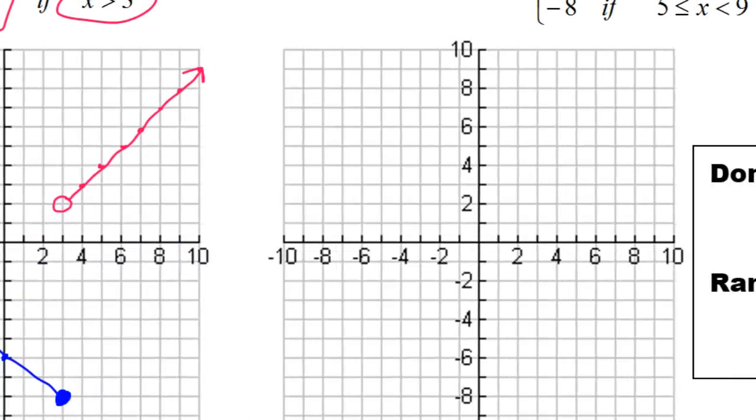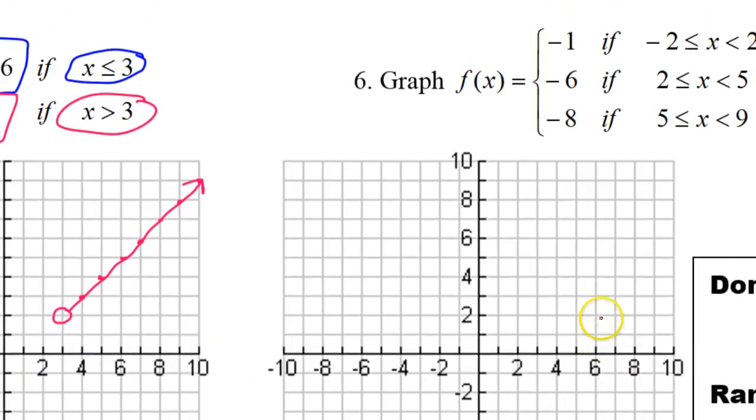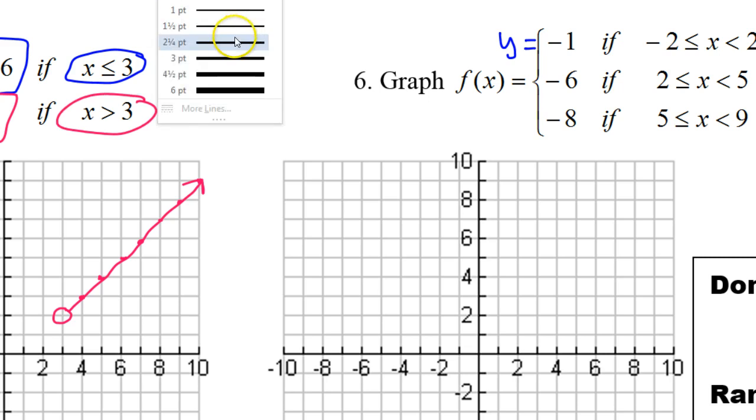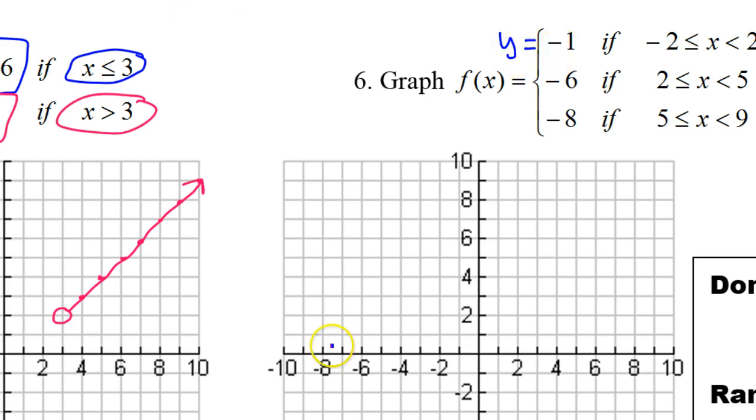Okay, let's move on to number 6. And this will be the last one for this video. Now, when I see these pieces that are just numbers, just a constant, no x's, I'm thinking y equals 1, y equals -6, etc. These are horizontal lines. So y equals 1 is a horizontal line, y equals -1 is a horizontal line at -1, like this. Only we won't draw the whole line.